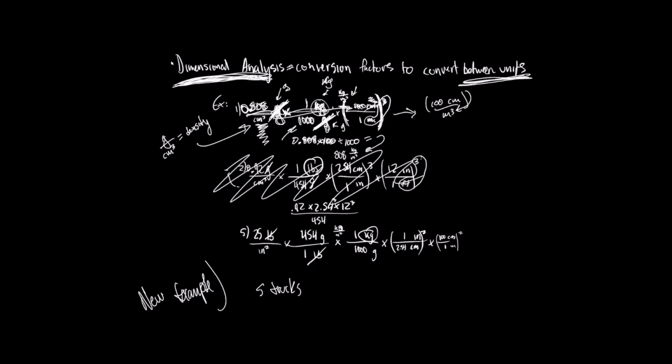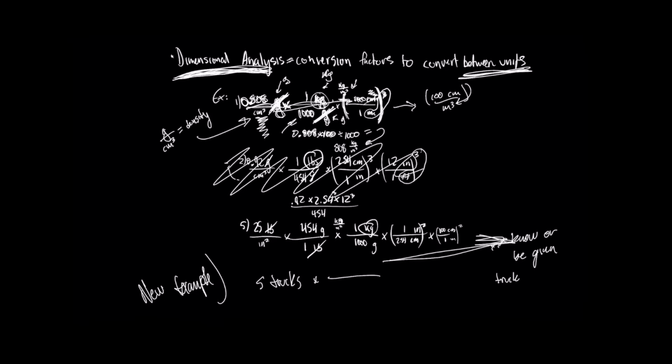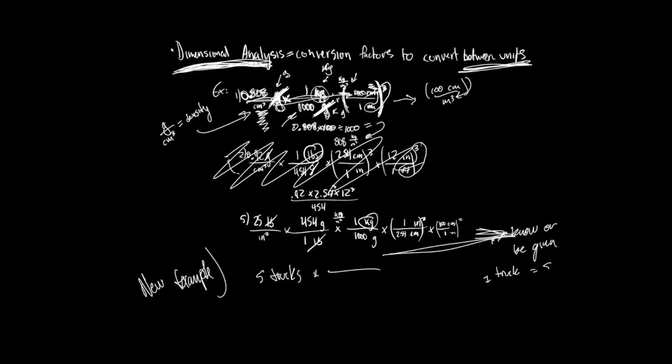This is a new example: 5 trucks. We have to know this information ahead of time. We have to know or be given it. So anyway, I apologize once again for starting with such a difficult example. But the way it's supposed to work is, let's say you have 5 trucks, and you know or you are given in the problem that one truck is equal to 5 crates. So we can multiply by this: one truck is equal to 5 crates.